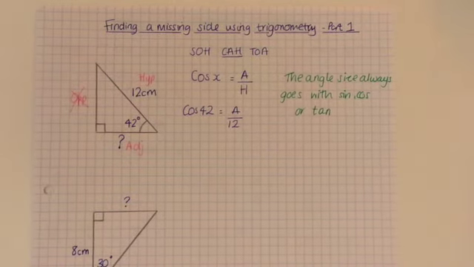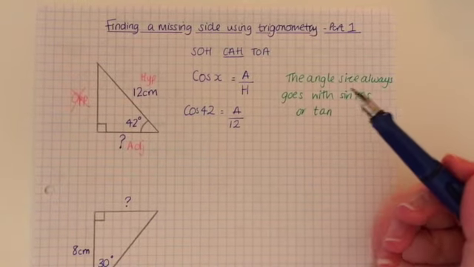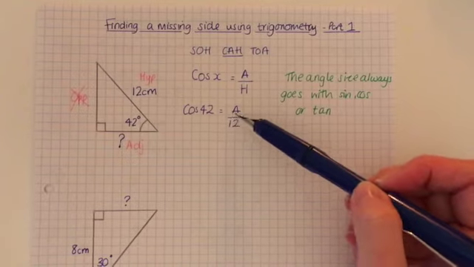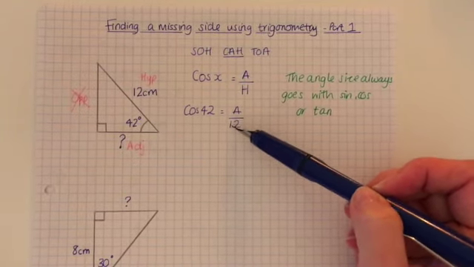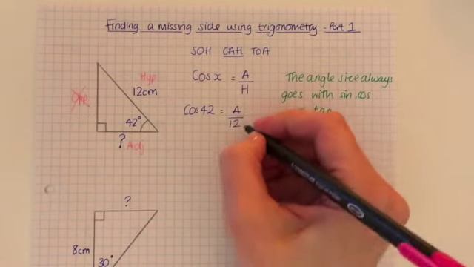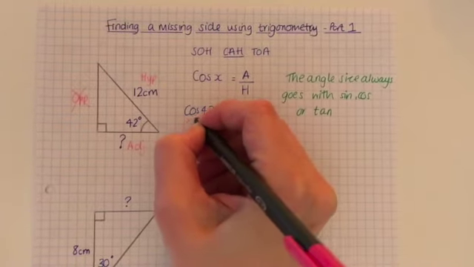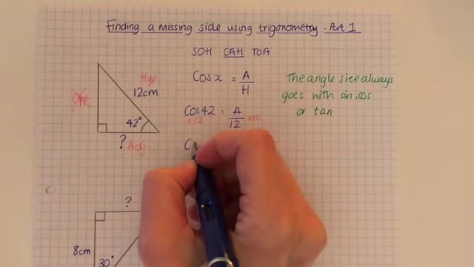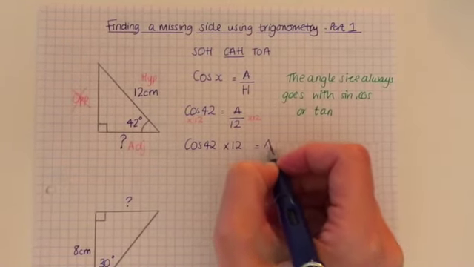Now, we obviously need to get A on its own, and we need to use our knowledge of solving equations to do that. Because this means A divided by 12, to get it on its own, we'd have to multiply by 12. So if I multiply that side by 12, I have to do the same to the other. So I've got cos 42 times 12 equals A.